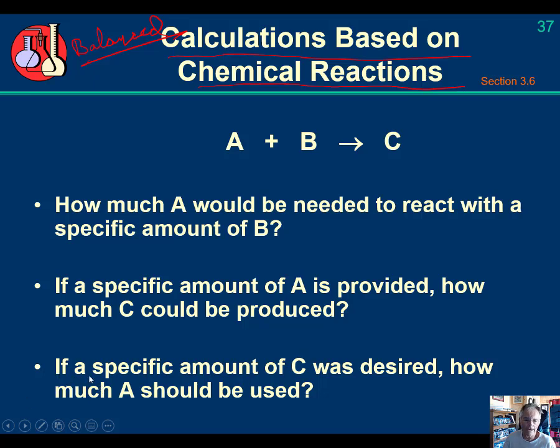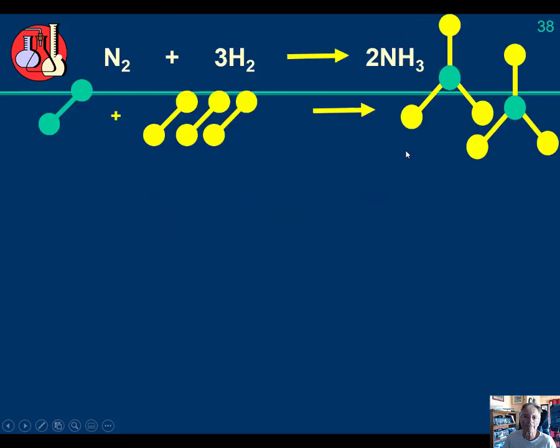And then I could also ask, if I needed a specific amount of C, how much of reactant A would I need to go get off the shelf if I had an unlimited amount of B? Maybe B comes out of the atmosphere. Maybe it's oxygen. Okay, and I'm trying to make a specific amount of C. Okay, let's take a look at a balanced chemical reaction.